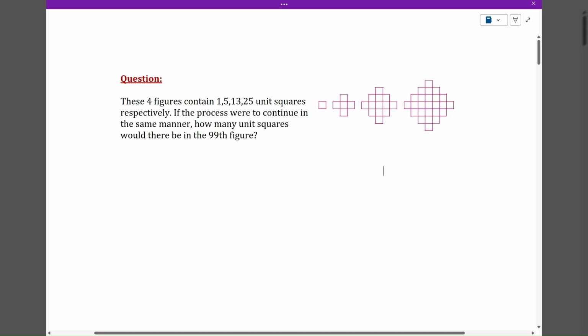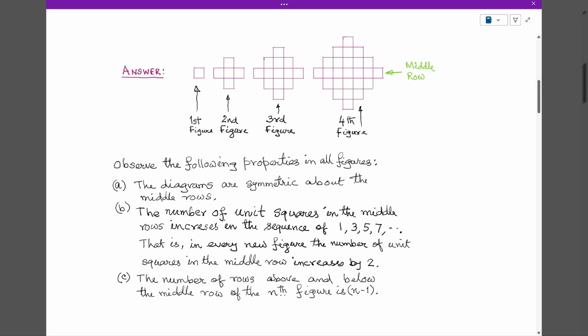These four figures contain 1, 5, 13 and 25 unit squares respectively. If the process were to continue in the same manner, how many unit squares would there be in the 99th figure? We have redrawn the figures here.